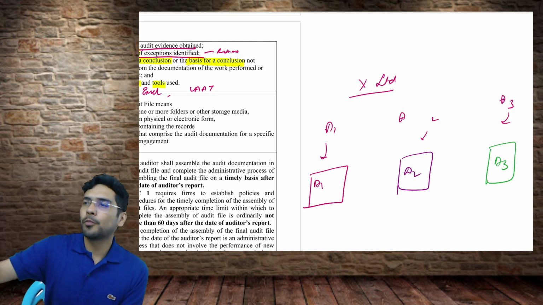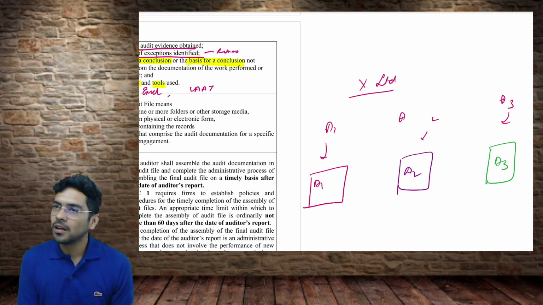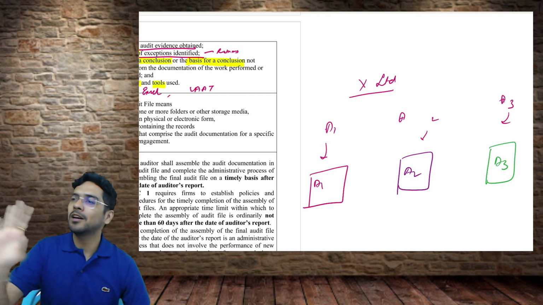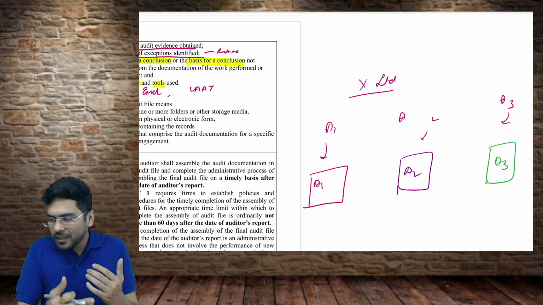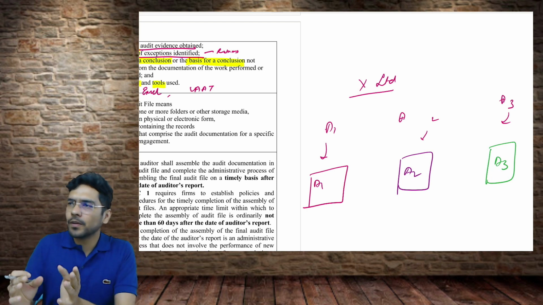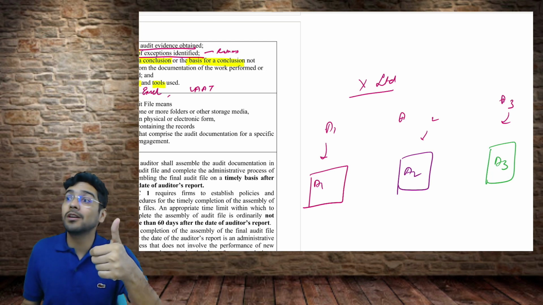As and when the audit progresses. Okay, generally what happens if you keep it for the last, the human tendency you all understand, right? If you keep it for the last, probably it will never be updated. So generally it is being said that you should maintain your audit documentation as and when your audit progresses. That means 230 says you should maintain your audit documentation on a timely basis.